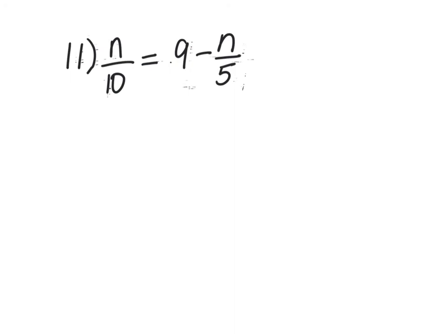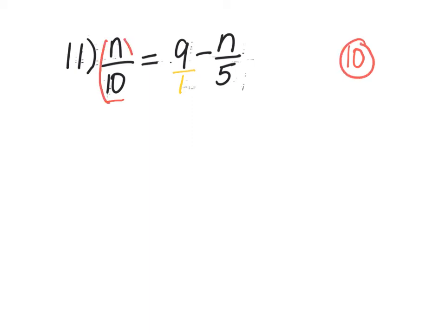Number 11, n divided by 10 is equal to 9 minus n divided by 5. So we'll take that biggest denominator, which is 10, and we'll do multiples of 10. So 10 can be divided by 5, my other denominator. Remember, 9 is not a denominator. You can put an understood 1 under it if that makes you feel better. And you can see I don't have to worry about 9. I only have to look at 10 and 5 for my denominators. So 10 is my LCD. That was easy to find.